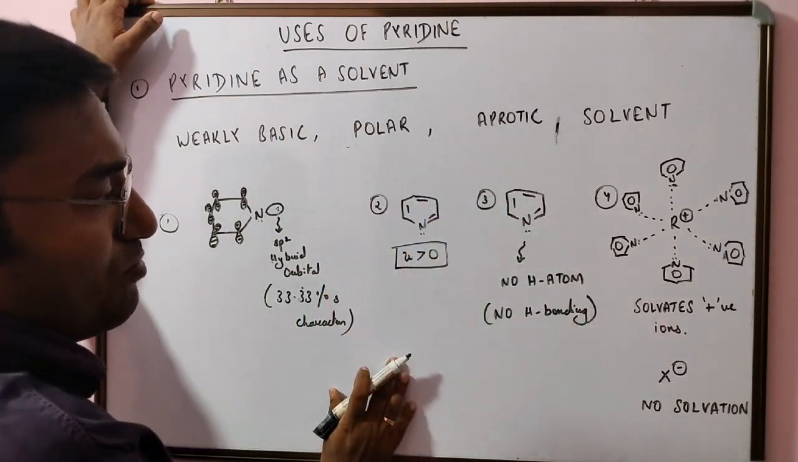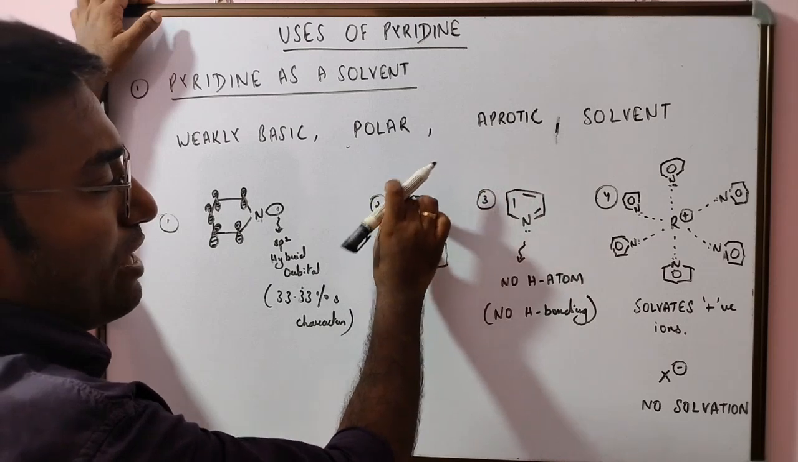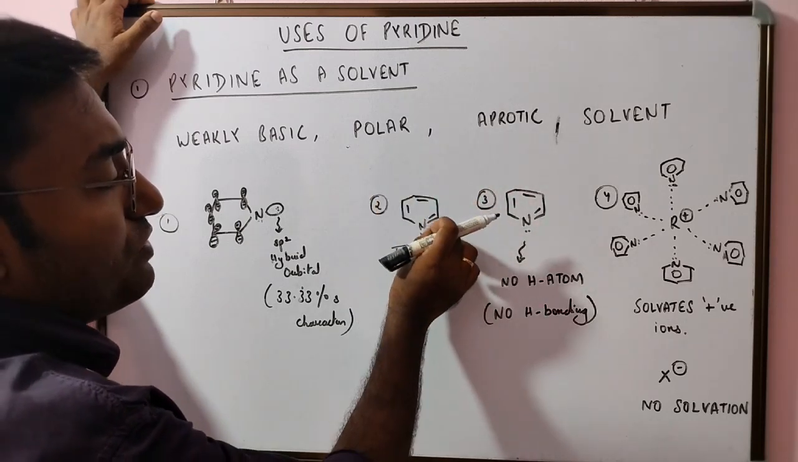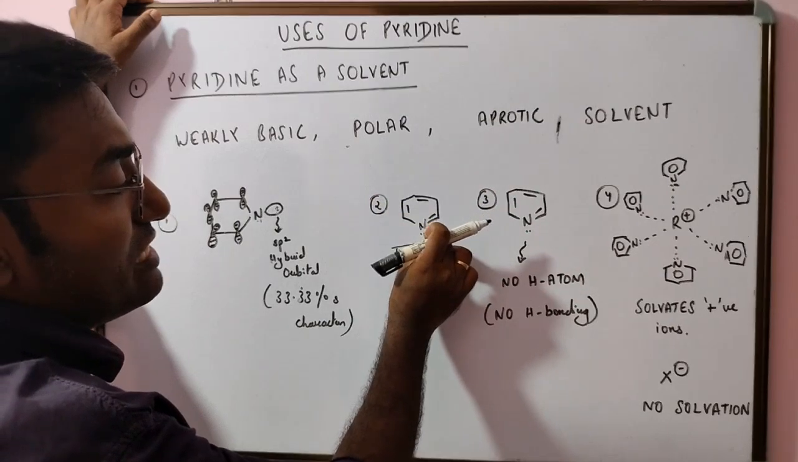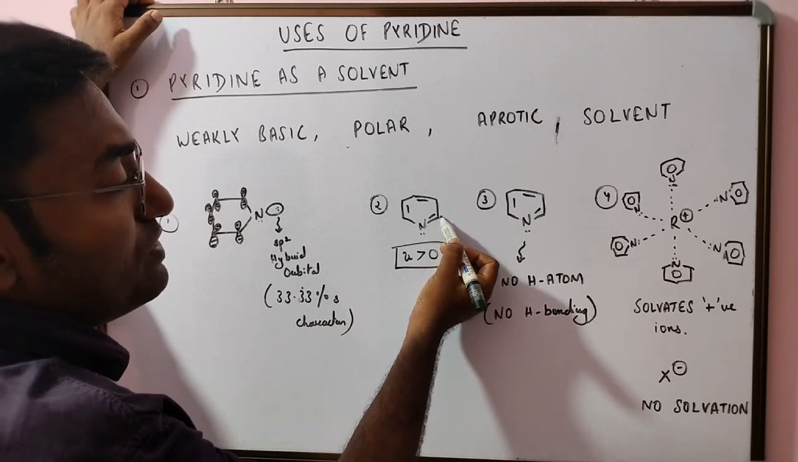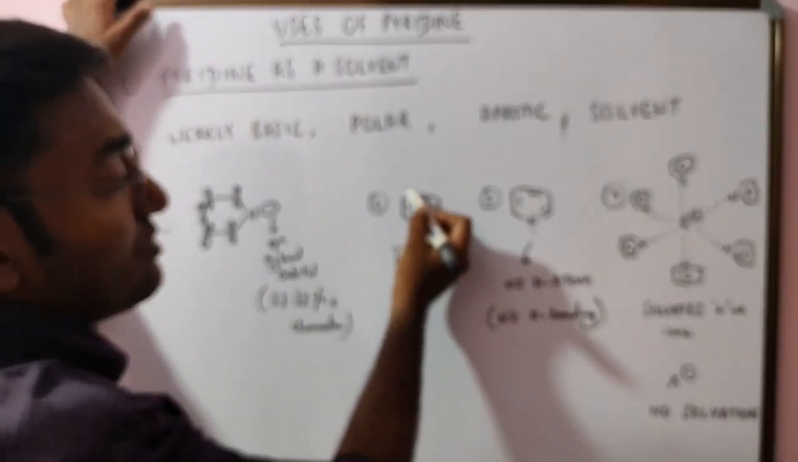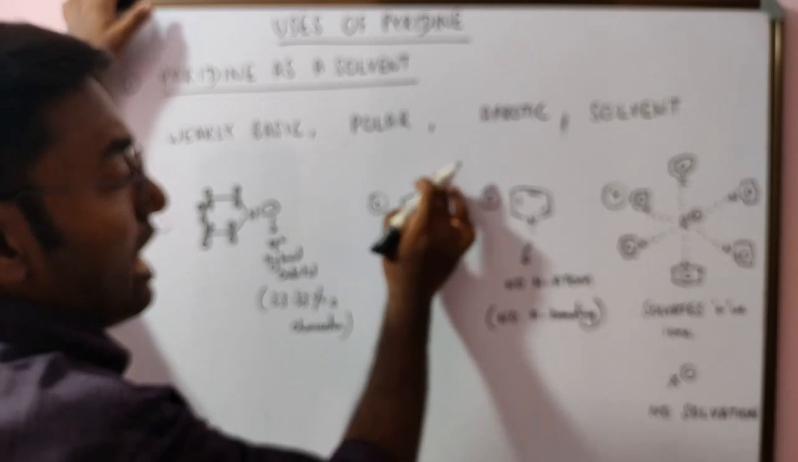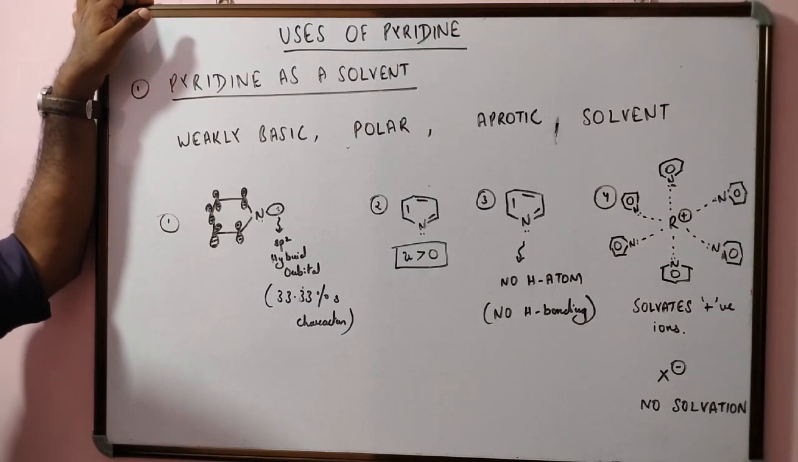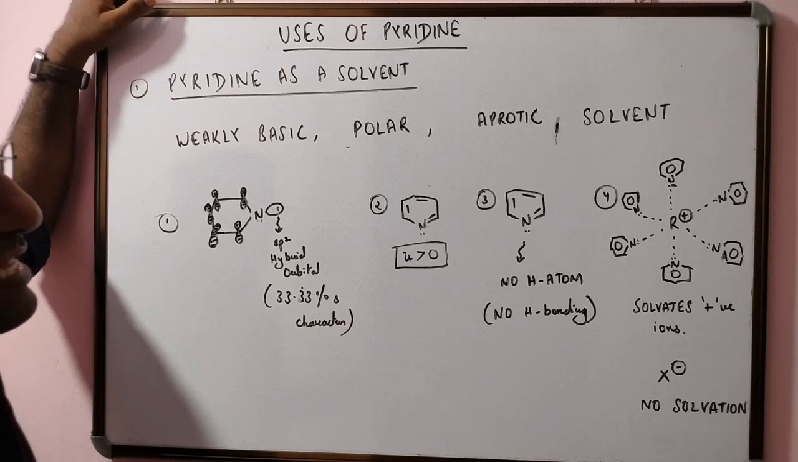Pyridine is a polar molecule. Pyridine has slightly polar bonds. This polarity is because of the difference of electronegativities of the atoms involved in the bond, which creates a slight polarity in each of the bonds of the pyridine ring, and overall the molecule of pyridine becomes slightly polar. The dipole moment here now becomes greater than 0.